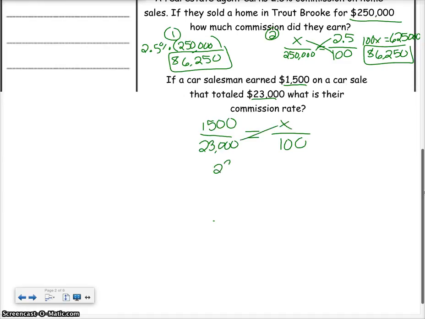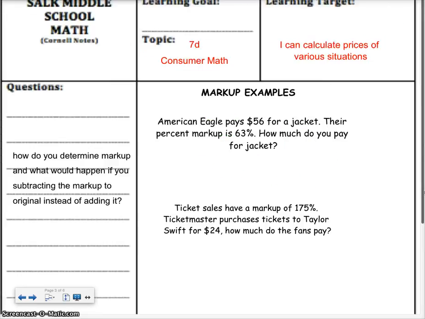So we get 23,000x equals 1,500 times 100, which is 150,000, divided by 23,000, and you get x equals 6.5 when I round it. So you say 6.5% commission that they earned. Okay, moving to the next page.